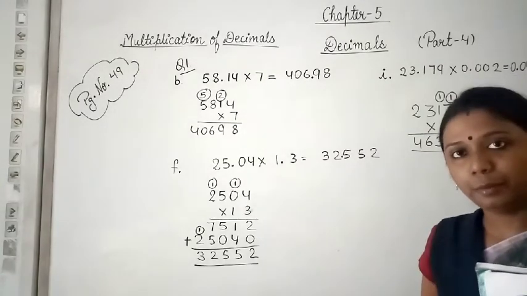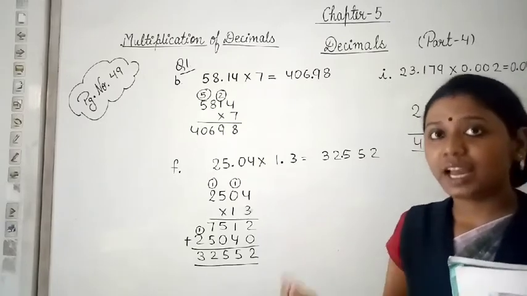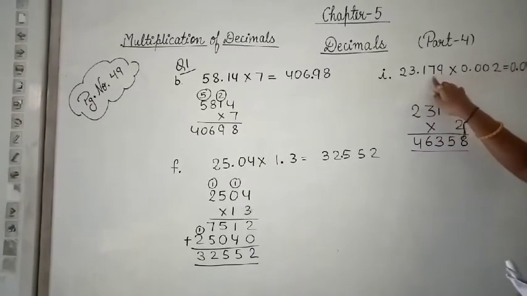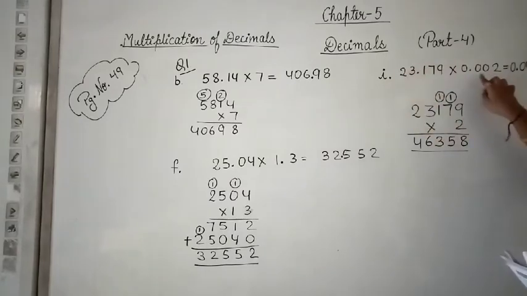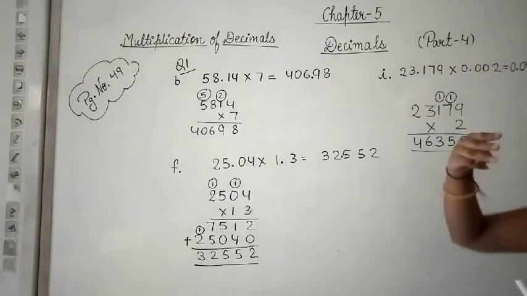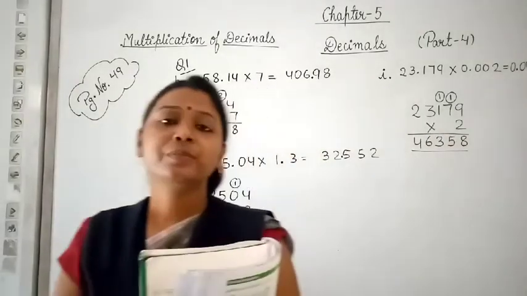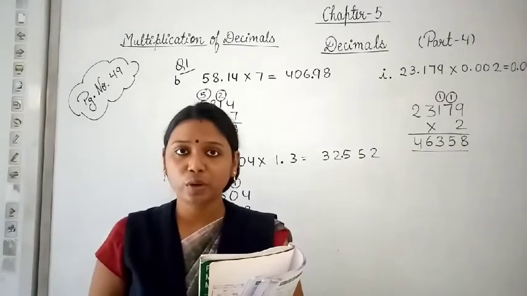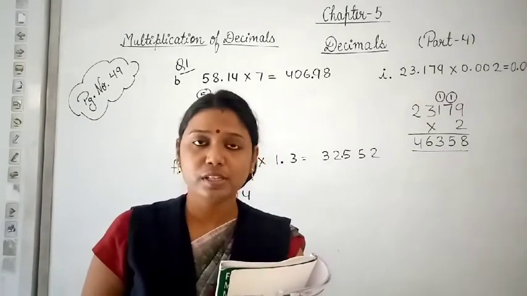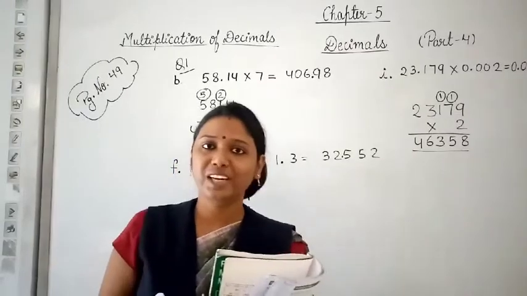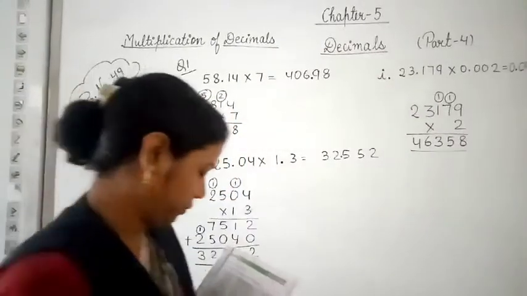Just multiply the numbers without writing the decimal points, and then simply count: this has a decimal point after 3 digits, here also after 3 digits. So 3 plus 3 is 6. In our answer we have to insert the decimal after 6 digits, but we have only 5 digits here. So we will write a 0 over here and then the decimal point. So it is very easy. When you solve the questions on your own, you will get more confidence that you can solve it easily. Let us discuss one more question.